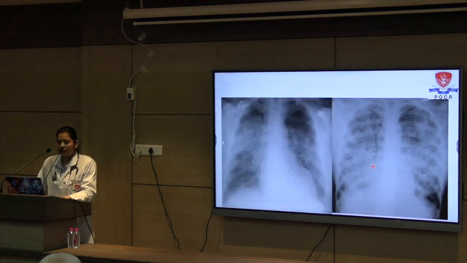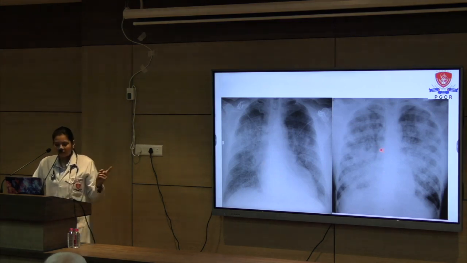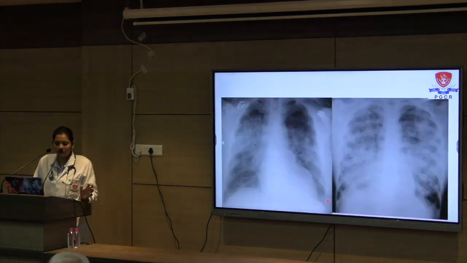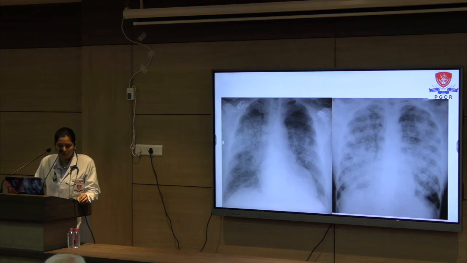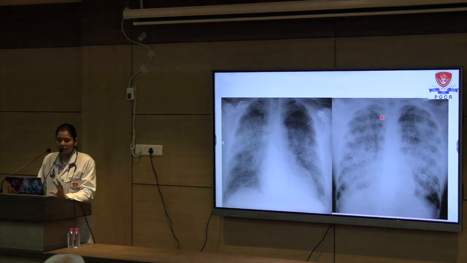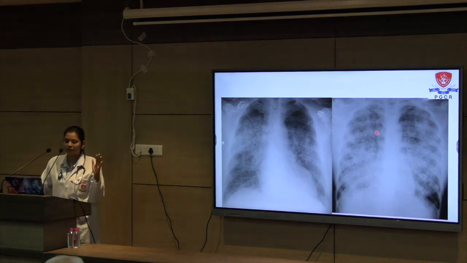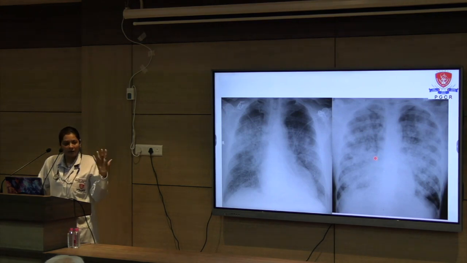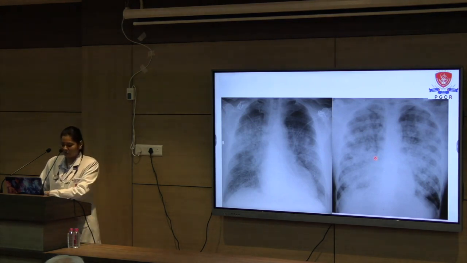So now we are going to compare both the X-rays of congestive cardiac failure and acute respiratory distress syndrome. In congestive cardiac failure, the patient might have pleural effusion in which the CP angles will be obscured, along with cardiomegaly, which is depicted by increased CT ratio, whereas in ARDS there is diffuse placement of the opacities, which involves the upper, mid and lower zones of the lungs, along with absence of cardiomegaly.